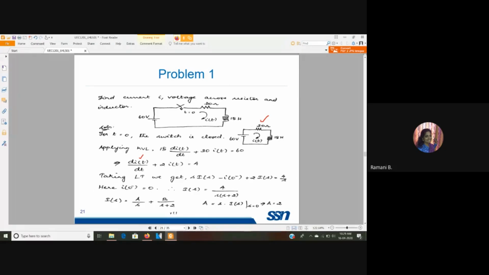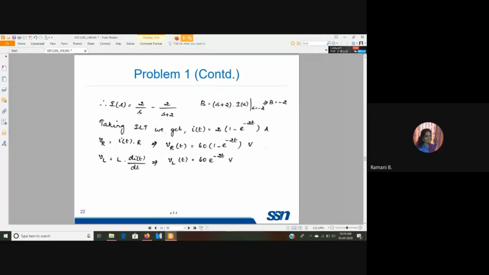So we get I(s) equal to 4 by s into (s plus 2). Finding A and B, we get A equal to 2 and B equal to minus 2. So this will be the I(s), and taking the inverse Laplace transform, we get I(t) equal to 2 into (1 minus e power minus 2t) amps.